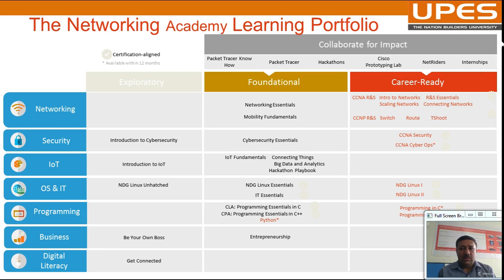This slide is showing the different programs available under the Cisco platform. We have programs under networking, security, IoT, OS, programming, business, and digital literacy. There are some foundation programs also, and in red color we have the courses that lead to certification. Red color means they are embedded in our BCA programs, like your first paper, Introduction to Networks, then RS Essentials, Scaling Networks, and Connecting Networks. This all leads to your certification path.